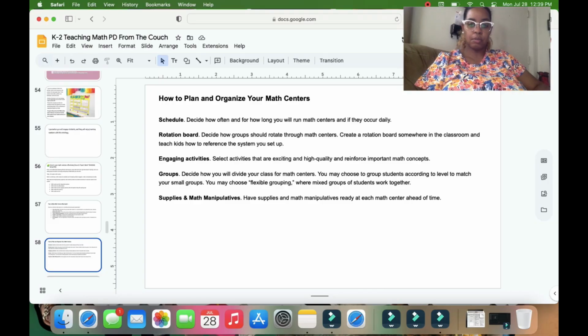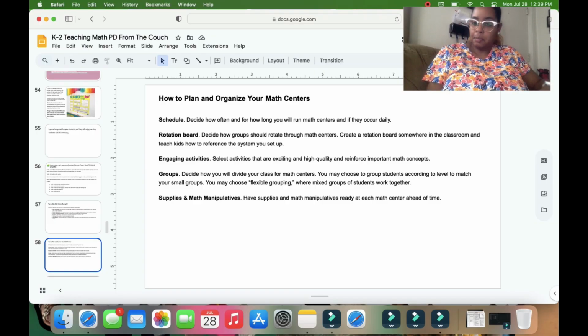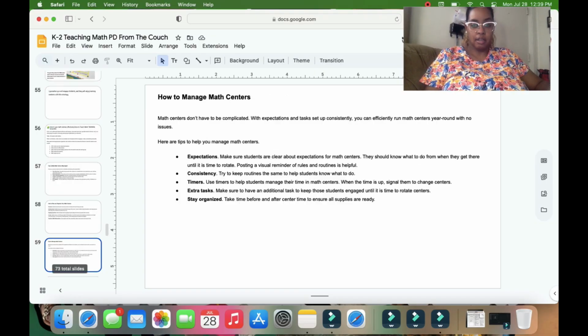For groups, you just want to decide how you would divide your class for math centers. You may choose to group your students according to level to match your small groups, and you may choose flexible grouping where a mixed group of students work together. And then have the supplies and math manipulatives ready at each center ahead of time.